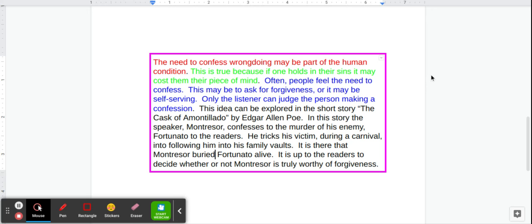It is up to the readers, that's us, to decide whether or not Montresor is truly worthy of forgiveness, right? Montresor is confessing his crime to us, to the readers, whoever's reading the story. And by the end, when he says, "rest in peace," it's been 50 years, we have to decide whether or not he really means it.